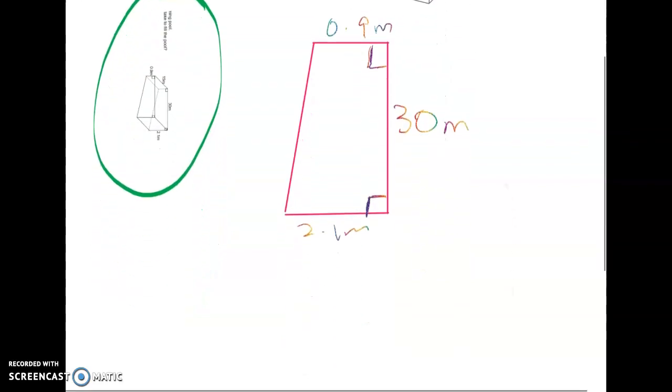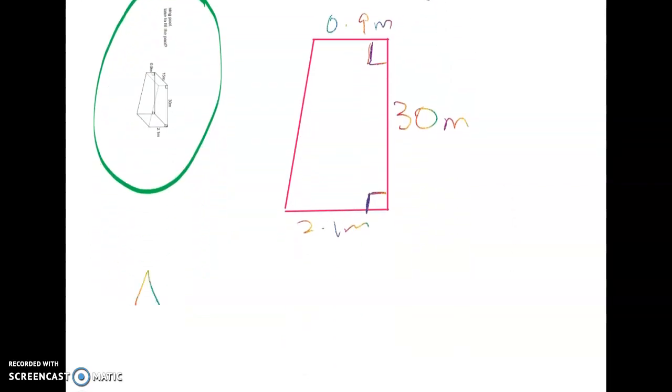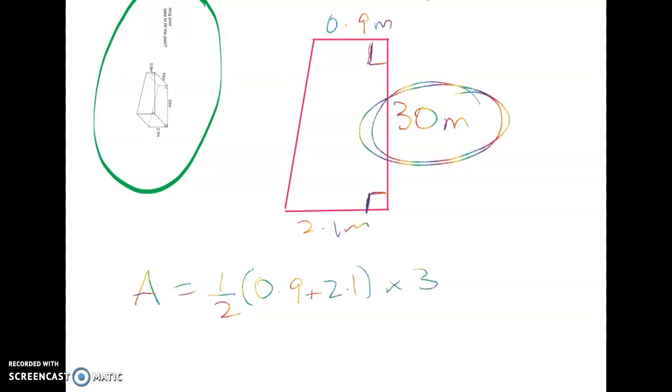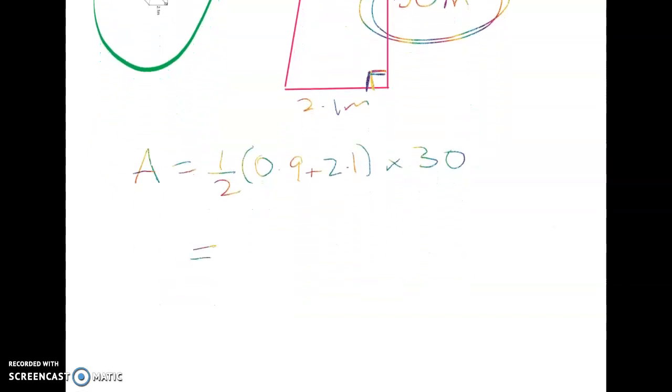So we can find the area of that trapezium face, and that's the average of the top and bottom, so 0.9 plus 2.1 over 2, times the height, which is 30. And remember, that's got to be the perpendicular height. So half of 3 is 1.5 times 30. So the area of that face is 45 metres squared.